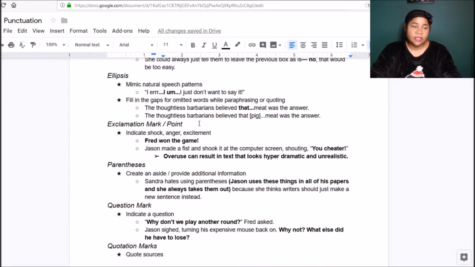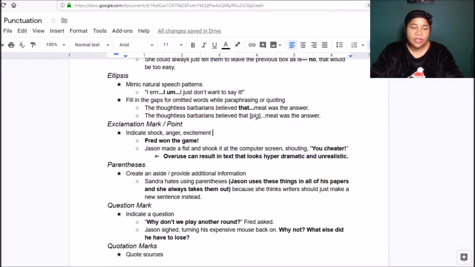Now, ellipsis is basically used for, again, mimicking speech patterns. So maybe not a sudden stop, but like... kind of like it shows uncertainty, and it's used to fill in gaps.